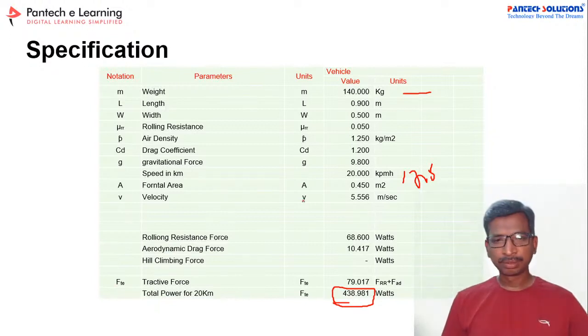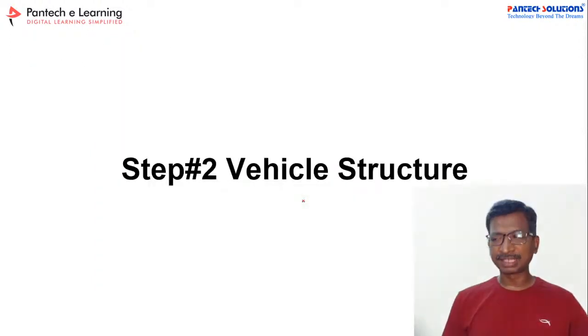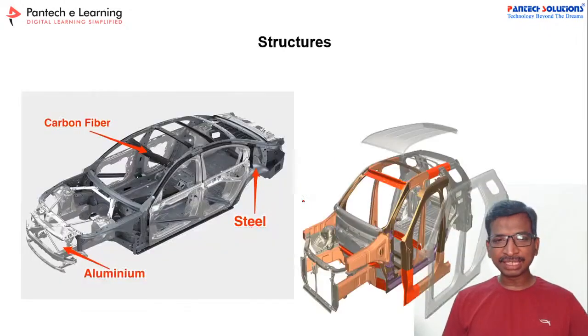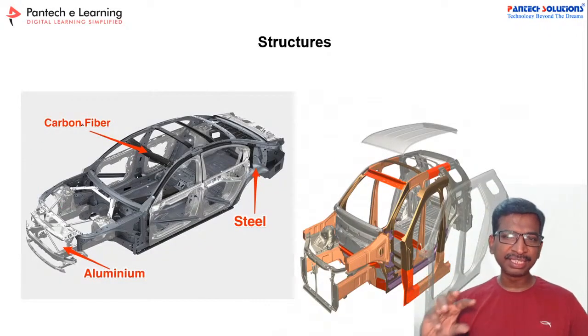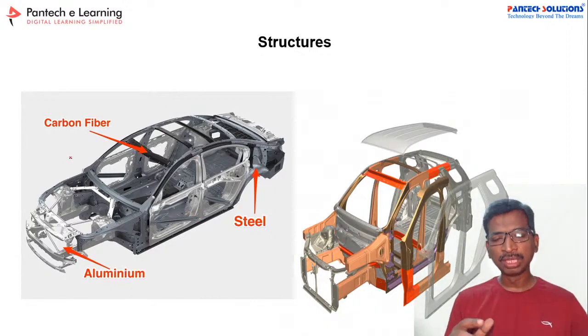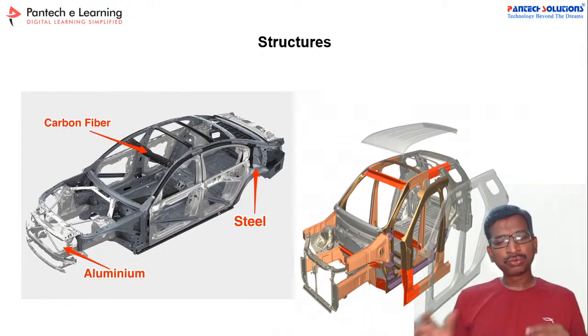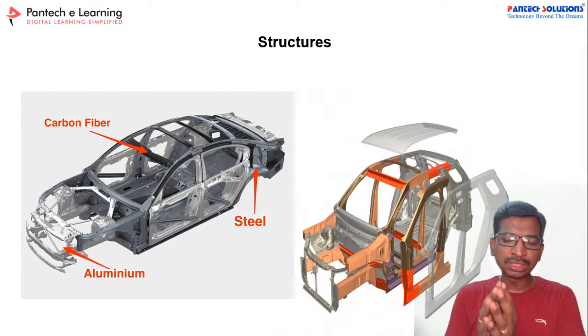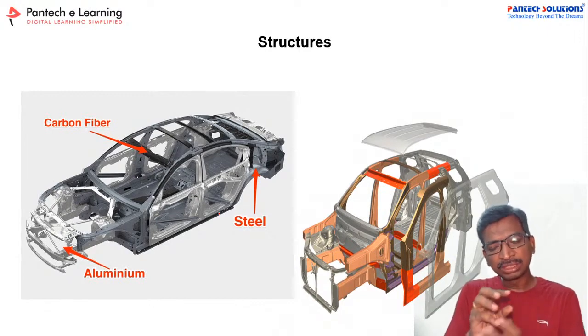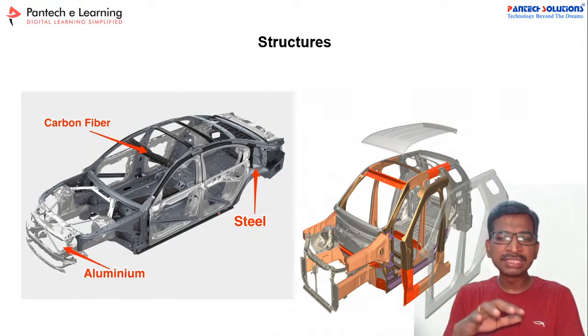So now, the next step is the vehicle structure. For traditional vehicles, they concentrate more on the vehicle structure, and they use different material combinations, like carbon fiber, aluminum, and steel. For designing the structures, they use software like SolidWorks and ANSYS. These kinds of software are widely used to finalize the design.